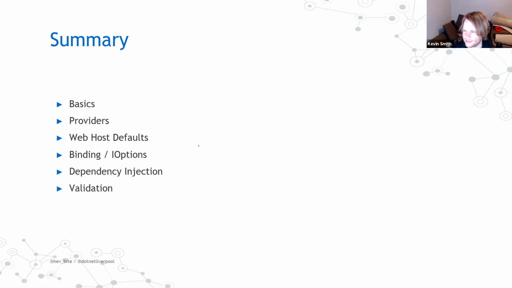Most of the time, you're probably going to be using the ASP.NET Core defaults for how the providers are set up, which are pretty useful. And they're geared towards more modern software development, so people using environment variables instead of configuration files. We talked about the bindings and how IOptions works and how it all relates to dependency injection, and also how we can validate our options as well.